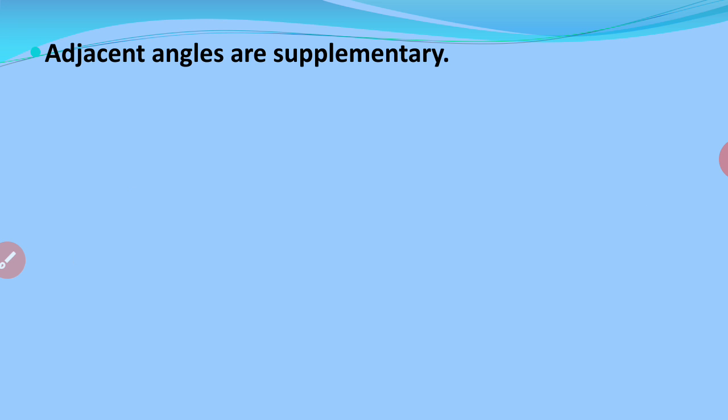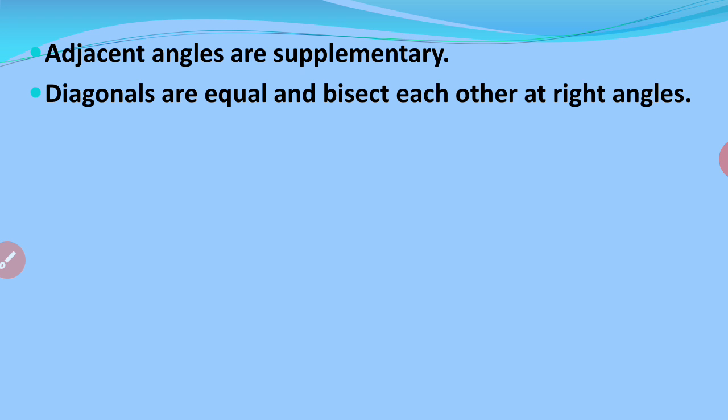More properties. Adjacent angles are supplementary because every square is a parallelogram. Diagonals are equal. This is true because square is a special rectangle, and they bisect each other at right angles because square is also a rhombus. This is how we come to the end of all the special quadrilaterals.